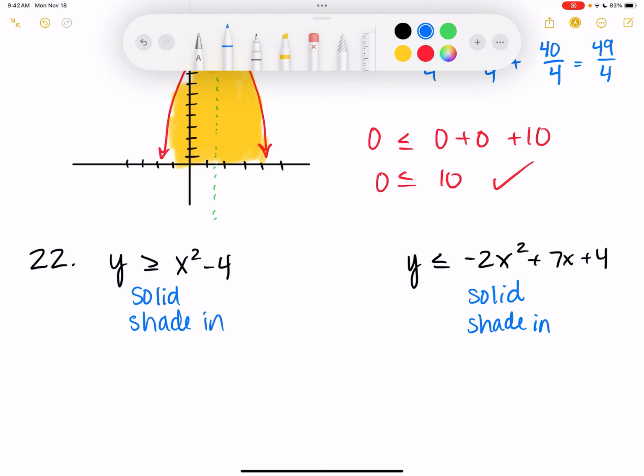Now, what do we know about this graph? What way is it opening? Opens up. What about this one? Opens down. Now, that makes sense, right? Because I'm looking for an intersection point. It makes sense that they probably are going to be opposites.